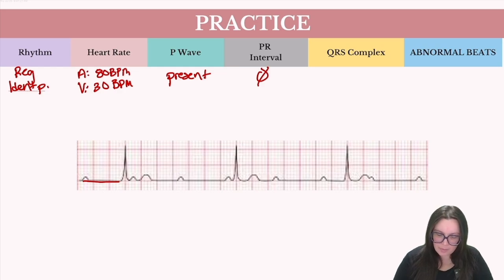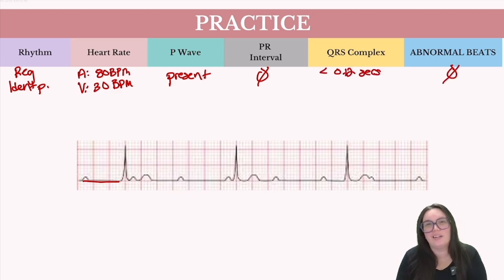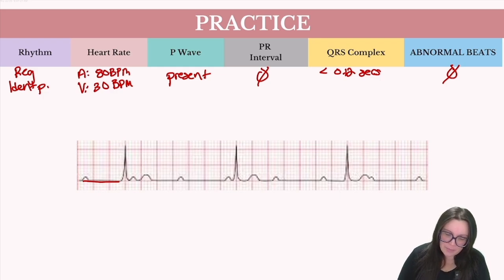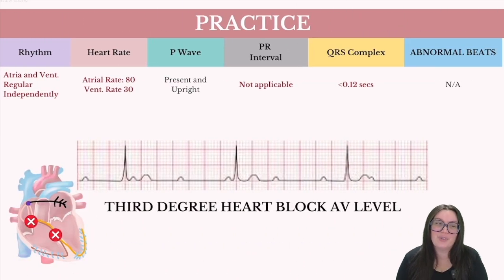Do I have QRS complexes? I do. And in this particular case, they appear to be narrow and normal. So this is going to be less than 0.12 seconds. And do I have any abnormal beats? Not really. The biggest key here when it comes to this particular kind of rhythm is the fact that I have an atrial and a ventricular rhythm that are both working appropriately. They're just not speaking to each other. So anytime we see this chaotic kind of rhythm, we're most likely dealing with a third-degree heart block.